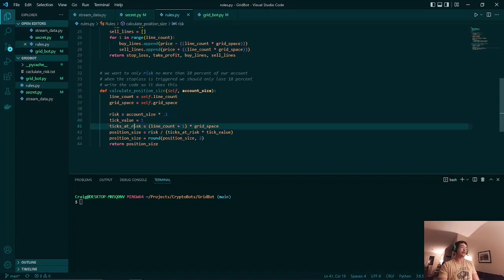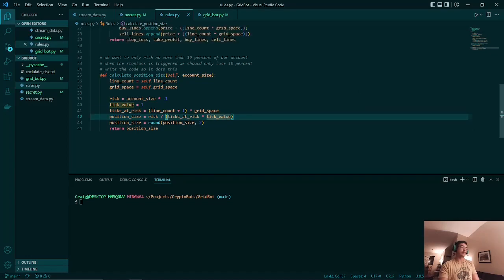After that, we'll calculate the ticks at risk by getting the line count plus 1 times the space between our lines. Essentially, our stop loss will be the 6th line in this case, and then we have a grid space of 100 ticks. So that will be calculated for our ticks at risk. And then our position size will be the risk divided by the ticks at risk times our tick value.